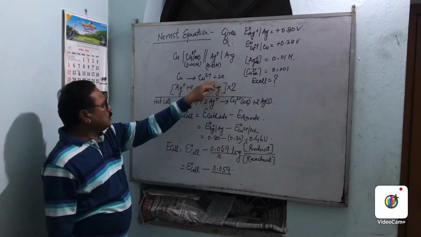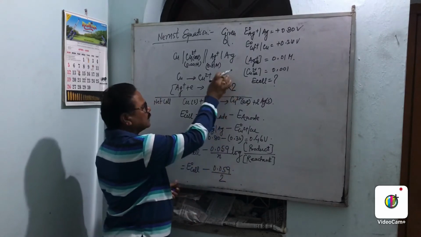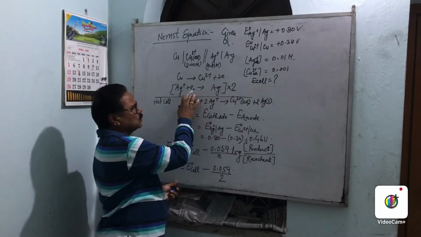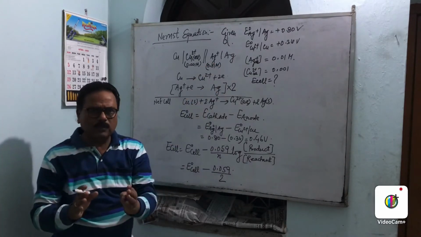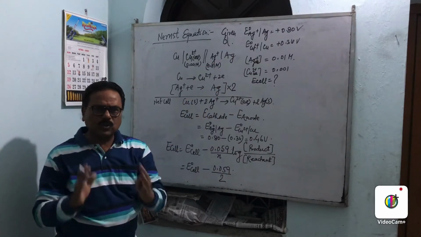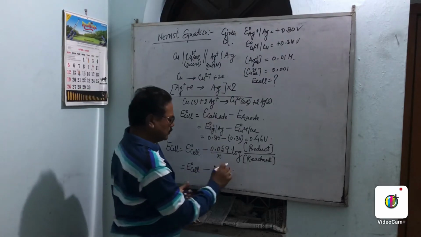Here it is 2, that's why it is 2. So we write the value is 2. If it comes here, here is 3 and here is 2. So you will multiply each half by a suitable number so that the total electrons will remain the same. That's why we put the value of this one.